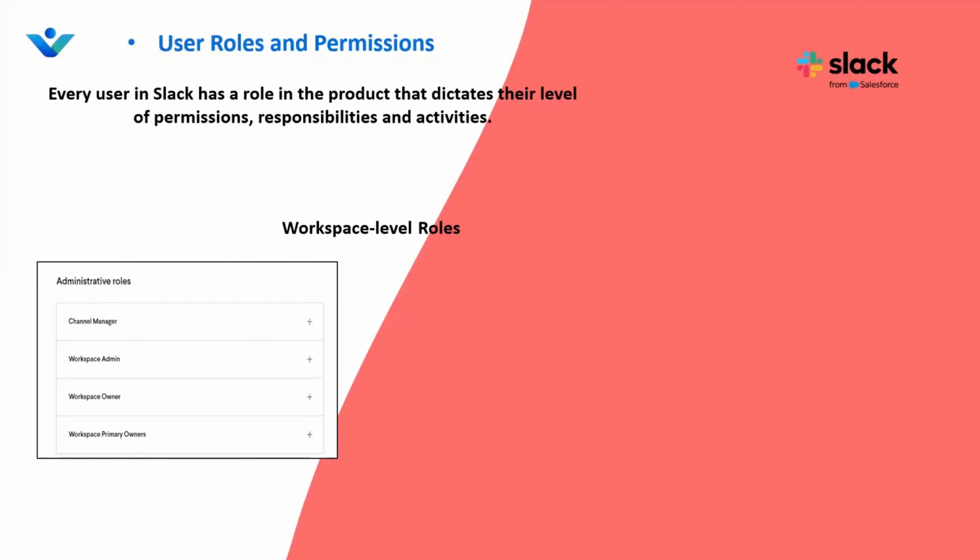Last but not the least, primary owner. Primary owner holds the highest level of permission. They can access high-level administrative task features like billing, workspace authentication, access, security policy, and more.